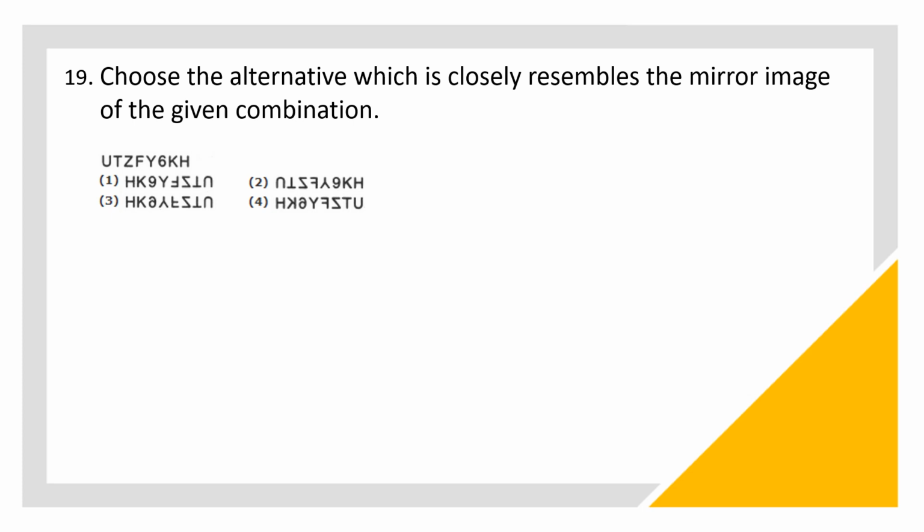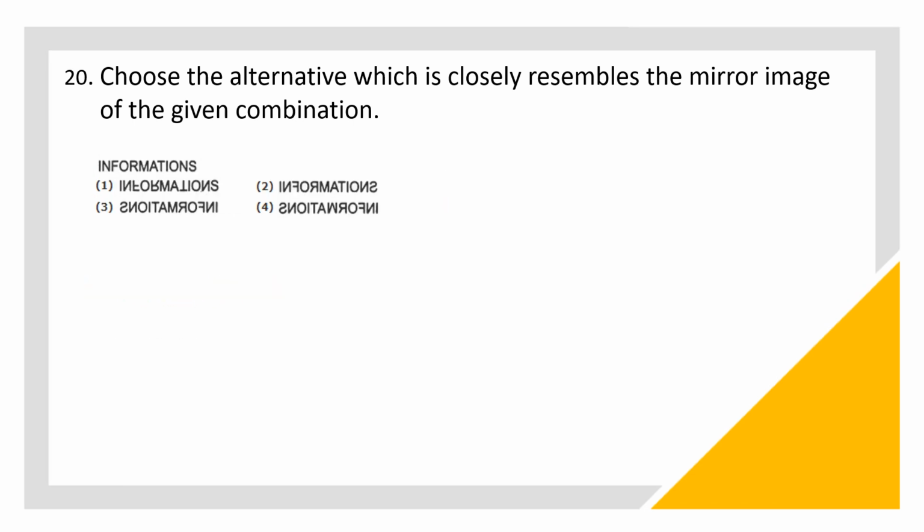Next, H, K, HK common. So 2 is the wrong answer. HK. H is identical, so same. The mirror image of K is this. So in 1 and 3, the same image, the original image is there. So these two are wrong. So finally the answer is 4.